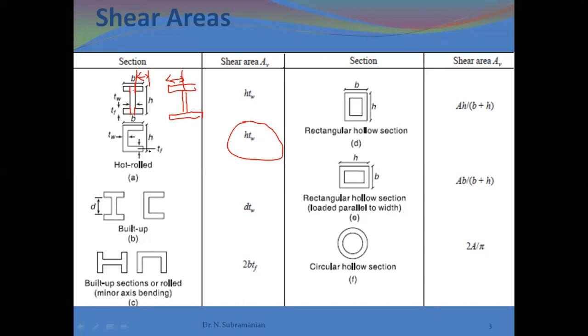Now see, for C sections, the shear area is calculated as h into tw. Okay, and for built up sections, d into tw. See here, d is not mixing up with the flanges. Why? How does a built up member look?